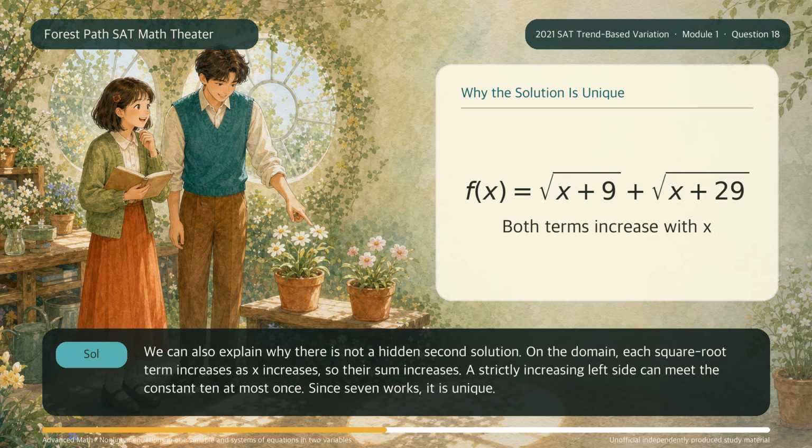We can also explain why there is not a hidden second solution. On the domain, each square root term increases as x increases, so their sum increases. A strictly increasing left side can meet the constant 10 at most once. Since 7 works, it is unique.